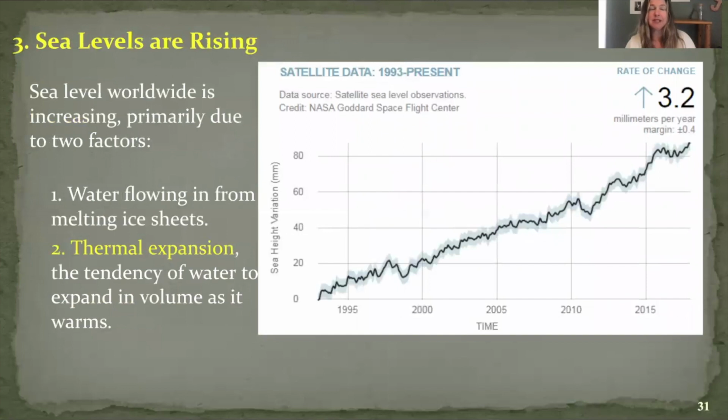Number 3, sea levels are rising. Sea level worldwide is increasing primarily due to 2 factors. 1, you have the water flowing in from the melting ice sheets, so you're literally increasing the quantity of water, but also there's something called thermal expansion. It's the tendency of water to expand in volume as it warms.